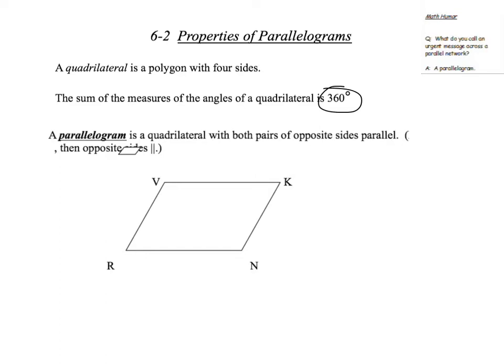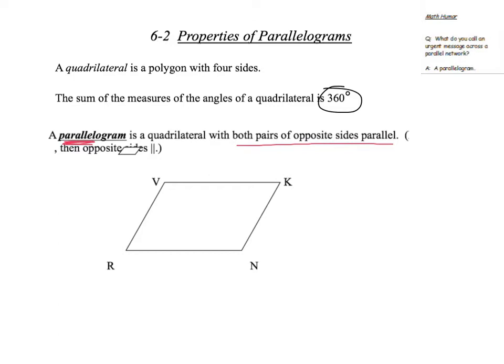Now, there are specific types of quadrilaterals, and the first type that we're going to talk about is called a parallelogram. And notice the root word in that is parallel. I think that's the root word. I'm not quite sure. Not an English teacher, so don't call me out on it. So a parallelogram is a quadrilateral with both pairs of opposite sides that are parallel.